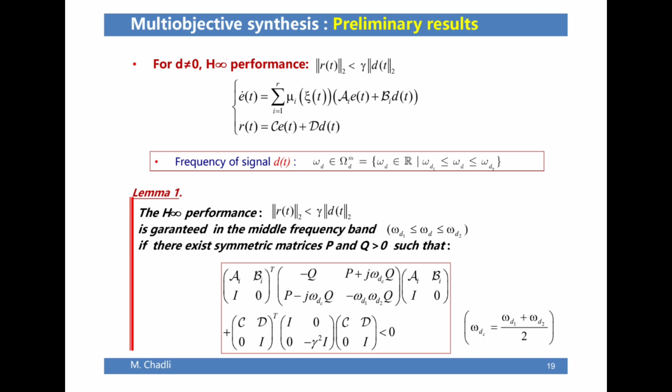So we can find this result easily. It is an extension from the linear case that you can find easily when we consider the quadratic Lyapunov function, the common Lyapunov function. These results are also extended using fuzzy Lyapunov functions, where the results are more complicated. And the following lemma gives you the design condition to respect this constraint. So the H infinity performance is guaranteed in the middle frequency band, omega D1 and omega D2, if there exist symmetric matrices P and Q such that the following holds. It is only for the analysis of the H infinity performance, and we will see after how we can use this result for the design of the unknown input observer.